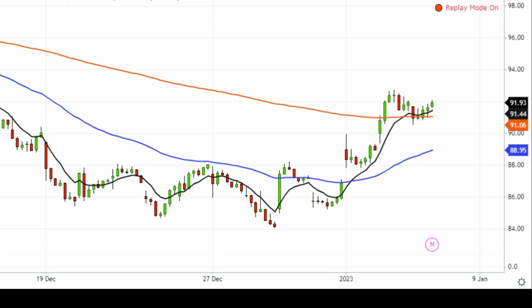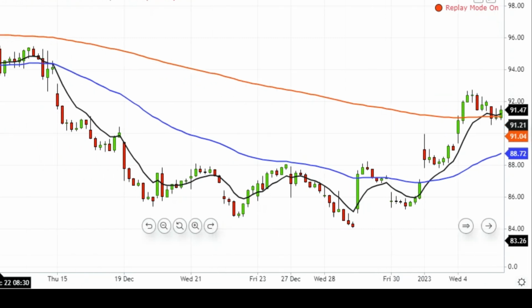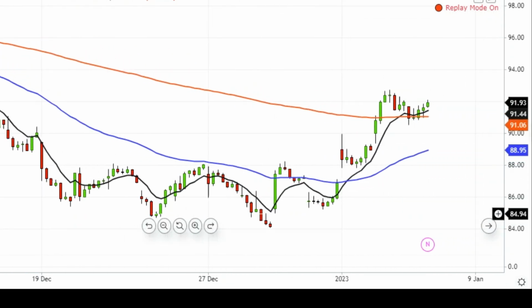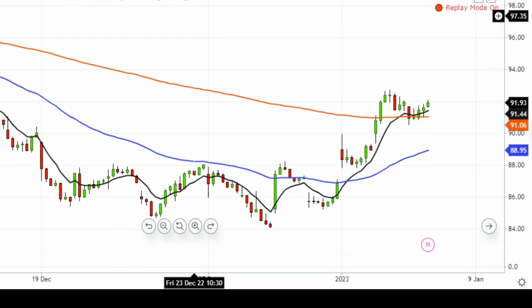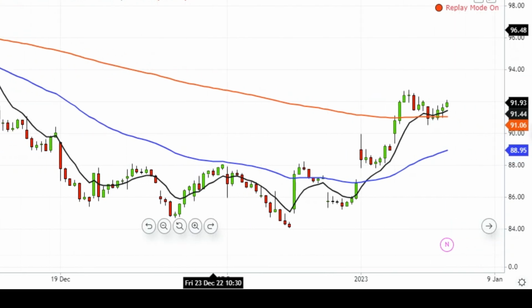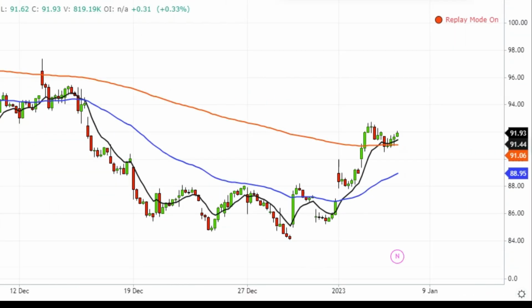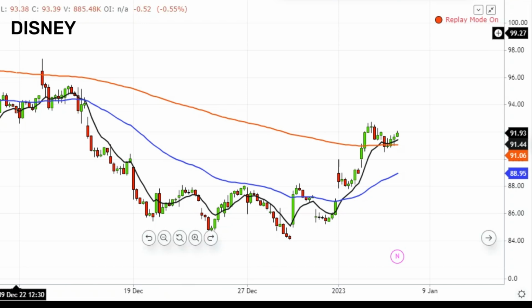Guys, this is how our charts will be looking like. As you can see, they are very clean. We don't have many indicators, and that is key to success. Having fewer indicators is a key to success. So guys, let's flip onto our next chart, which is Disney, and this is the H1 time frame.